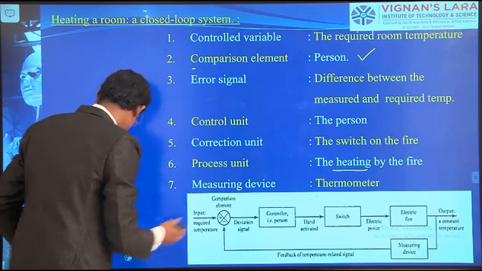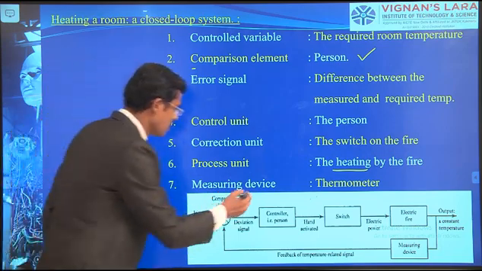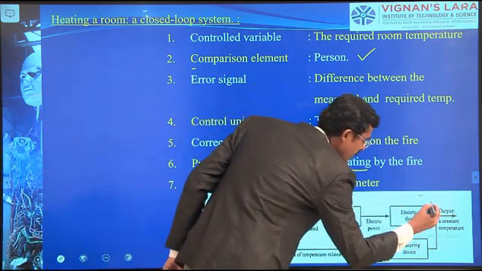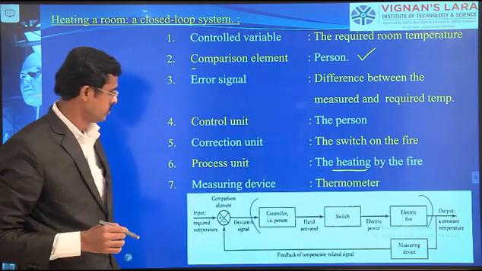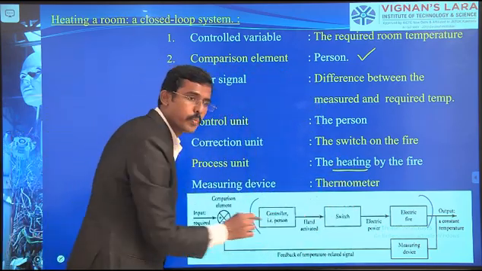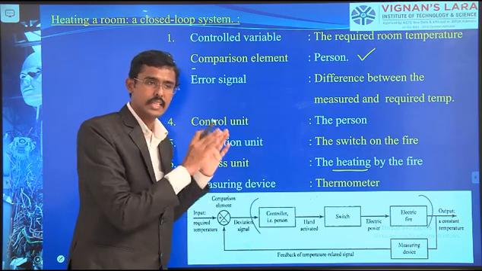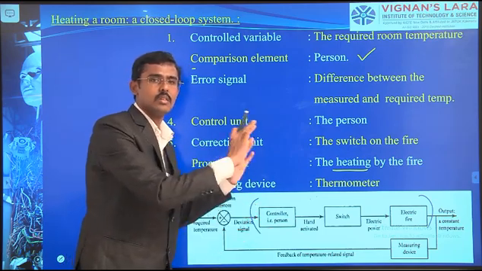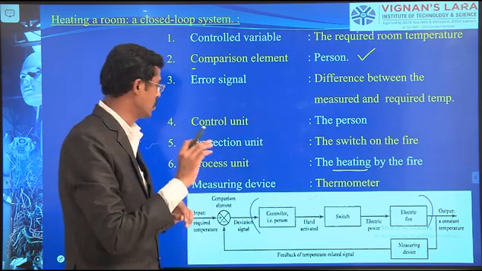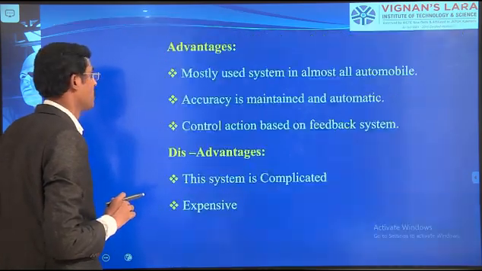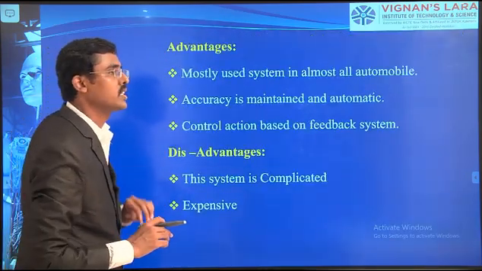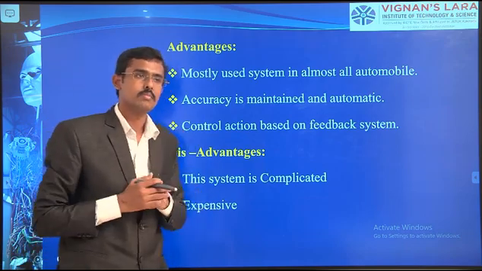I repeat here. From here to here, it is open loop. And when we add these two components, it becomes a closed loop. Very, very important. With an example, write about the elements of a closed loop. Right? So what are the advantages we are seeing in the closed loop system?